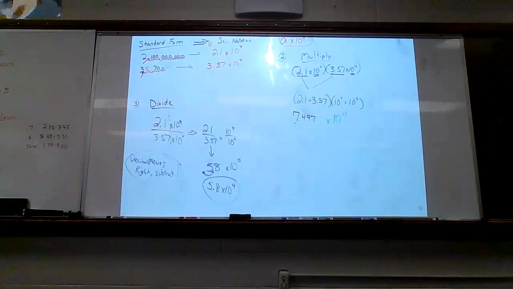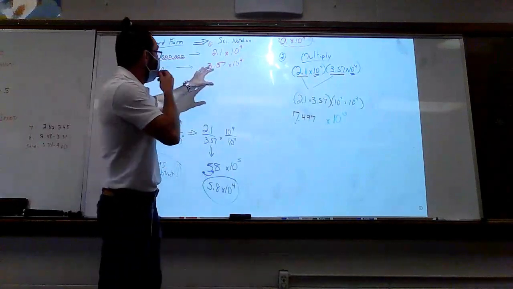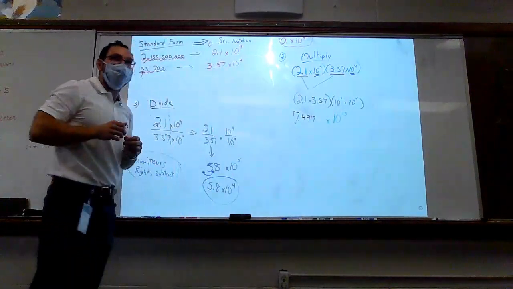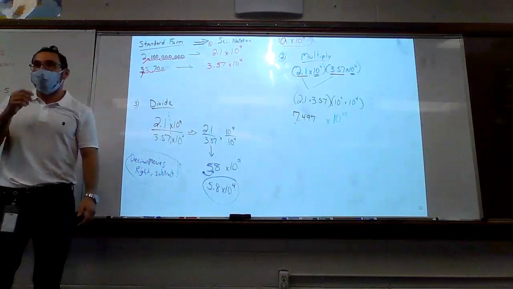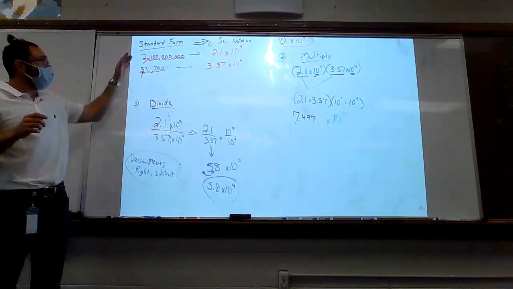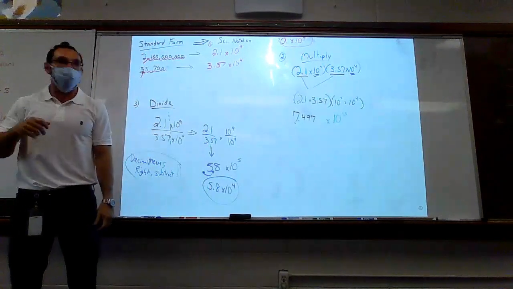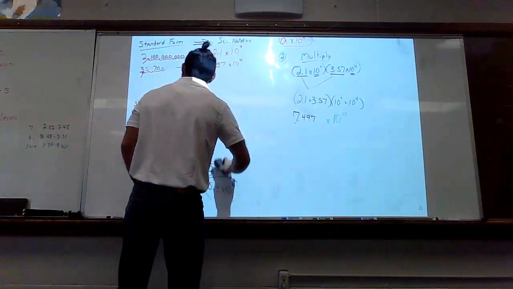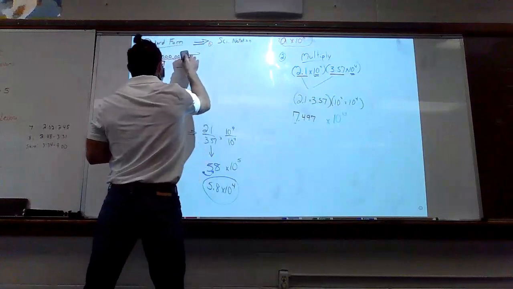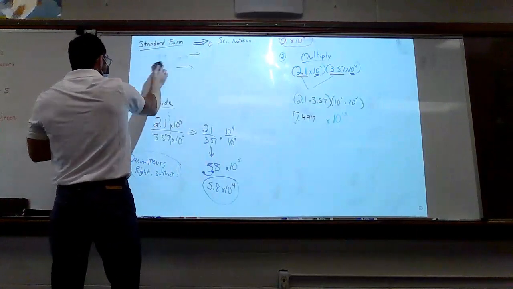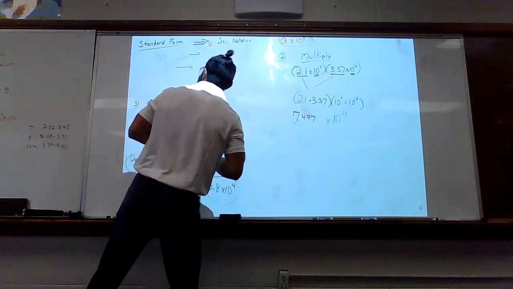Okay, so I did that one. Now it's time for you guys to do some. I'm going to leave up all of number 2, all of number 3. I'm going to erase the standard form scientific notation. You are going to get 2 numbers, put them into scientific notation. You're going to multiply those 2 numbers. You're going to divide those 2 numbers. So here we go. Let's go.